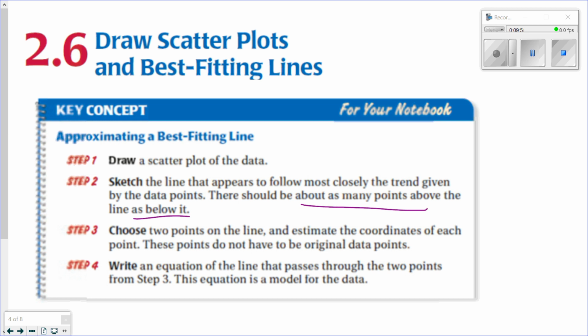Then we're going to choose 2 points on the line and estimate the coordinates of each of those points. So these points do not have to be original data points. These will be points on the line that we drew that looks like it's about the best fit. And then lastly, we're going to write an equation of the line that we drew that passes through the 2 points that we did in the previous step.